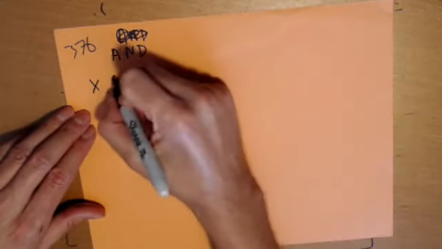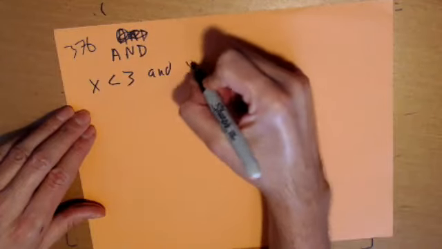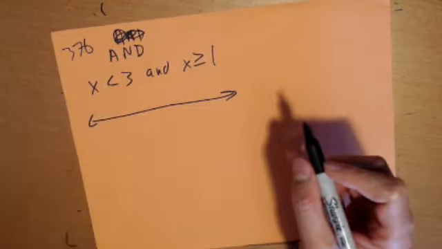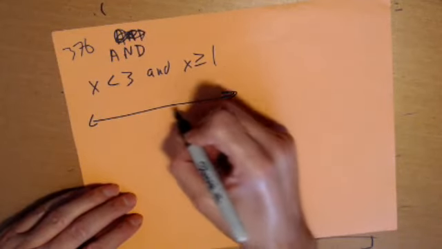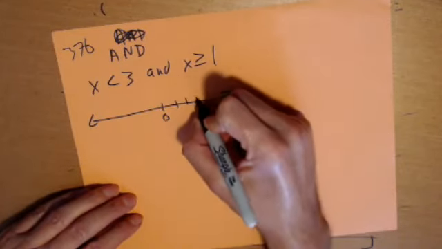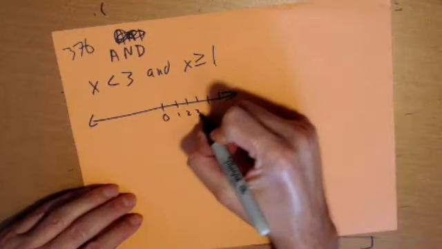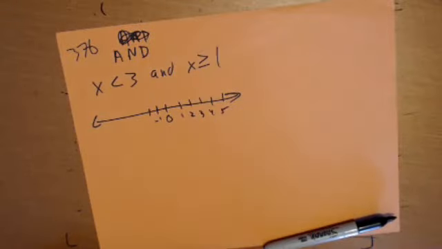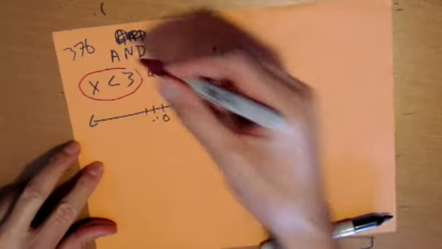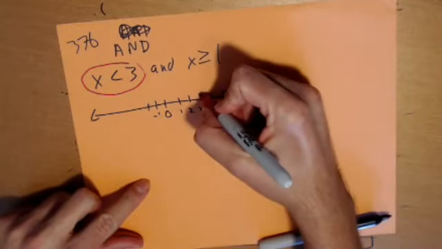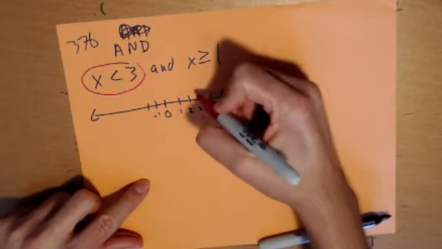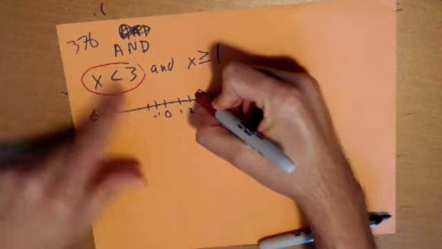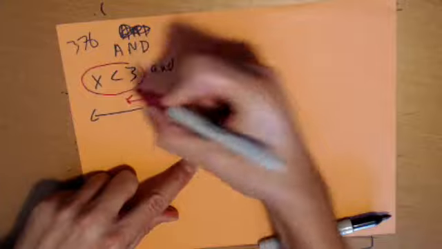So we have x less than 3 and x greater than or equal to 1. I'm going to put both of these on the same number line. So here's 0, 1, 2, 3, 4, 5, negative 1, and so on. I'm going to do this one in red. X is less than 3, so I'm going to use the open circle notation, not including 3, and the arrow is pointing to the left.